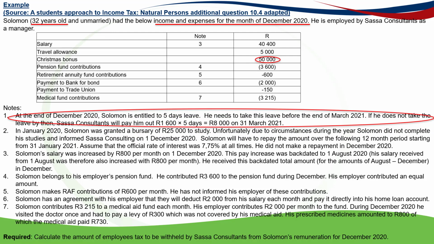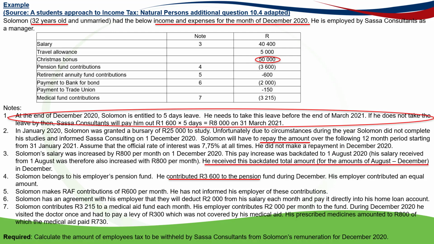Note 1 is an indication of variable remuneration, which is taxable in the month in which it is paid. The fact that Solomon will be repaying the bursary amount with no interest should get you to thinking about the provision of an interest-free loan to an employee, which is a taxable fringe benefit and therefore would be included in remuneration. The backdated salary is a variable amount which should not be included in the monthly remuneration.